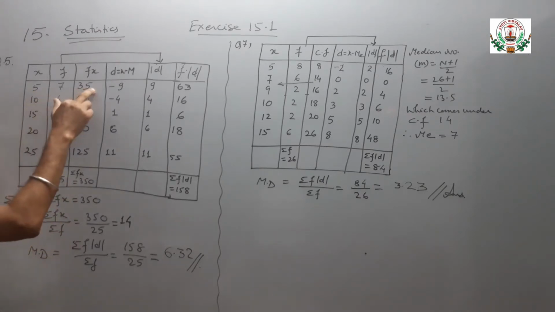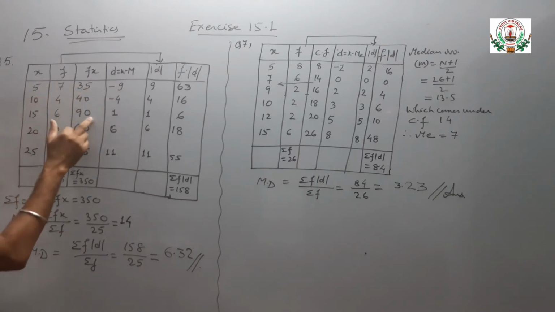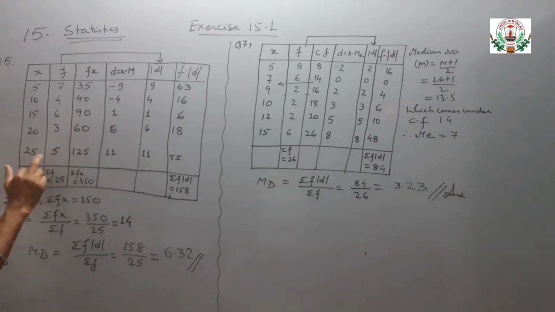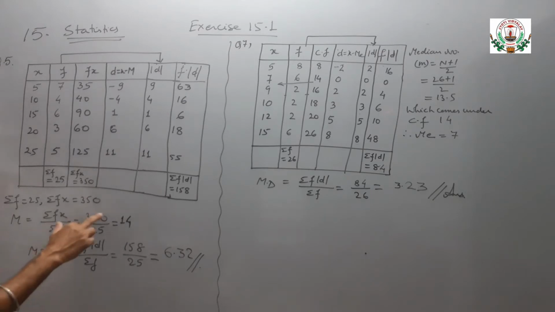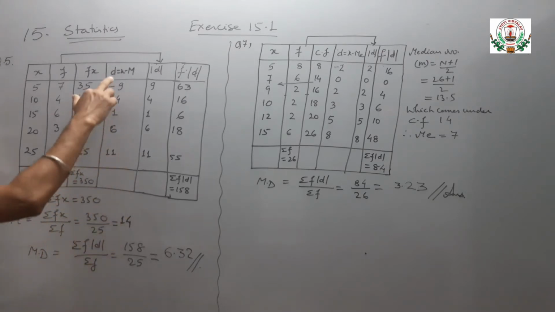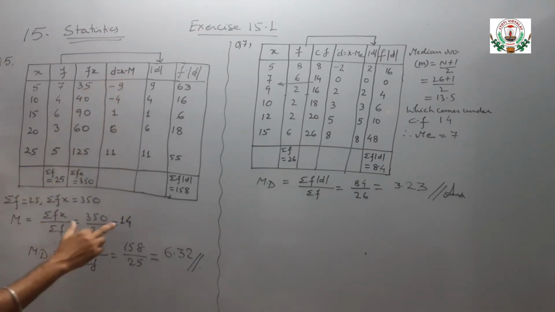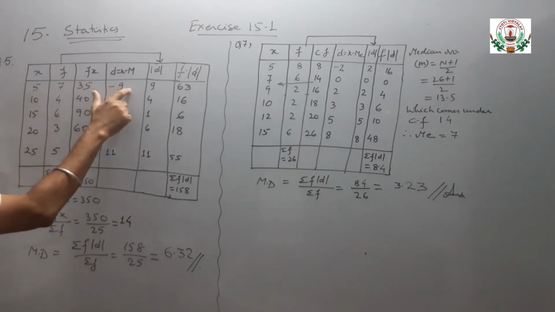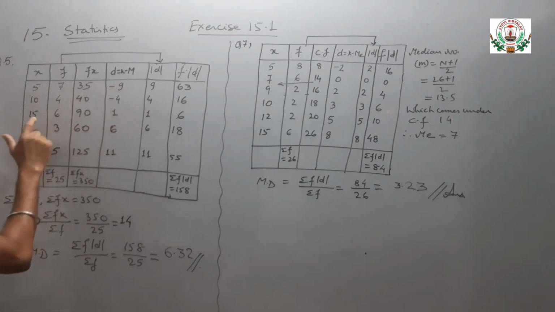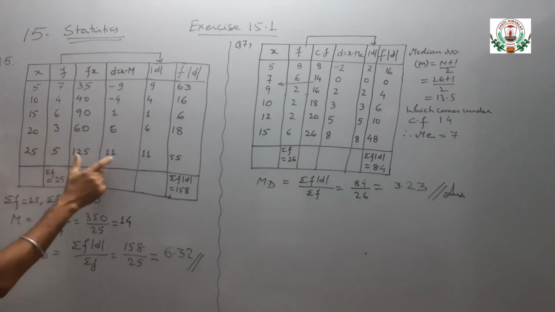So summation fx will be calculated: 5 into 7 is 35, 10 into 4 is 40, 15 into 6 is 90, 20 into 3 is 60, 25 into 5 is 125, and we add up to 350. These all problems, mean calculation, median calculations, we have done in class 10. Same process. So 350 by 25 is 14. D equals x minus m. Mean is 14. So 5 minus 14 is minus 9, 10 minus 14 minus 4, 15 minus 14 is 1, 20 minus 14 is 6, 25 minus 14 is 11.